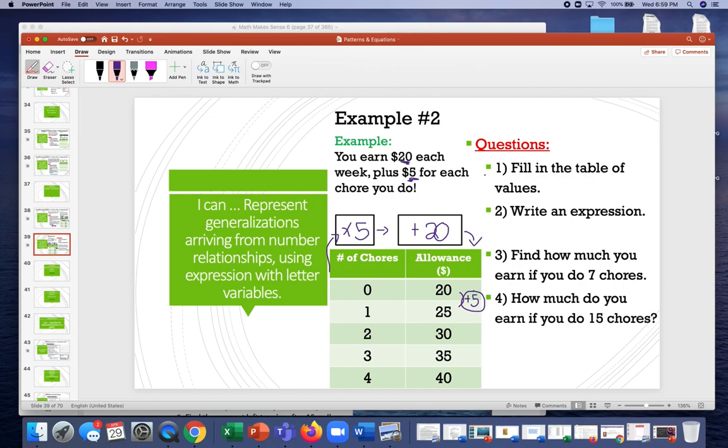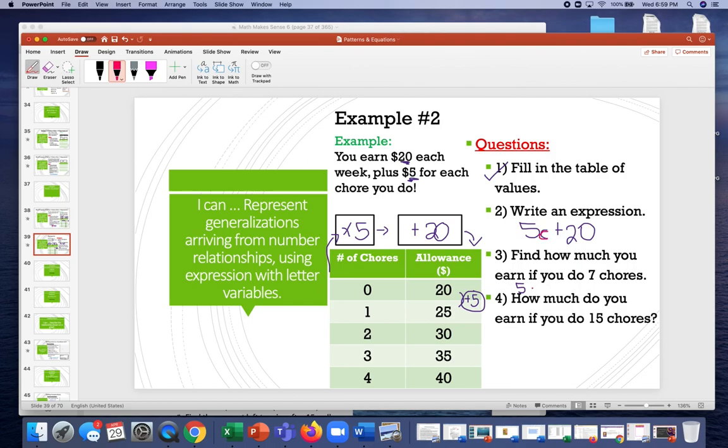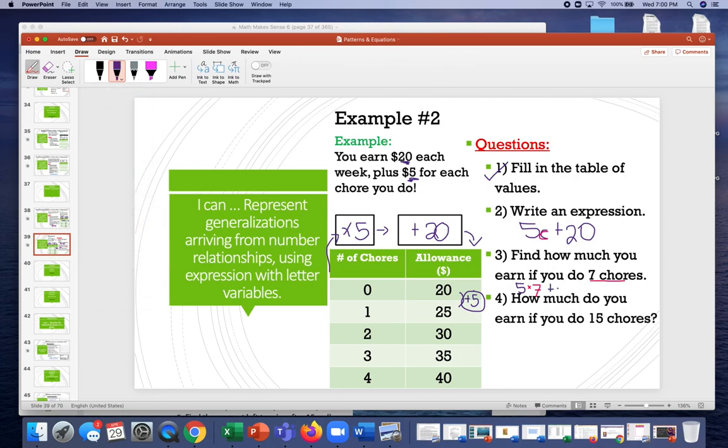Okay. So we have done number 1, we filled in the values. Now we're going to write the expression. Okay, so we can jump right there. So it's going to be 5c plus 20. Okay, hopefully we are okay for knowing how we got there because that's what's in the machine, right? Okay, so now how much do you earn if you do 7 chores? Okay, so I'm going to do 5, and then rather than putting my c, which is my variable, which changes, I'm going to put times 7 because that's how many chores I'm doing in this example. And then it's going to be plus 20, okay?